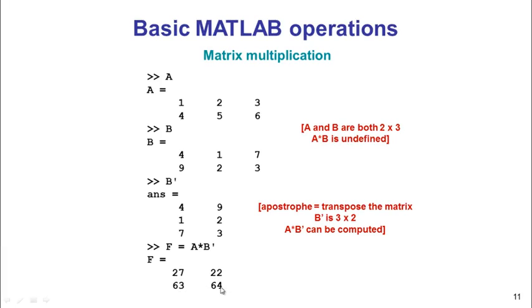We can understand each one of these elements as follows. 27 in this case is 1 times 4 plus 2 times 1 plus 3 times 7. So you take this first row of A, 1, 2, 3, and you multiply it by this first column of B transpose, 4 1 7, and you sum up all the products. So it's 1 times 4, 2 times 1, 3 times 7, right? 1 times 4 is 4, 2 times 1 is 2, 4 plus 2 is 6, 3 times 7 is 21, 6 plus 21 equals 27. That's why we got a 27 for the first row in the first column of F in this case. And all the other elements of F are computed similarly.